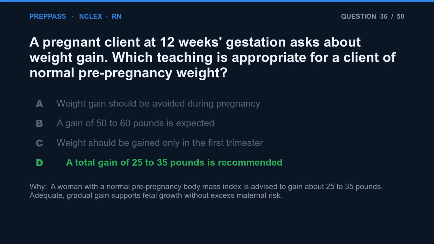The correct answer is D. A woman with a normal pre-pregnancy body mass index is advised to gain about 25 to 35 pounds. Adequate, gradual gain supports fetal growth without excess maternal risk.